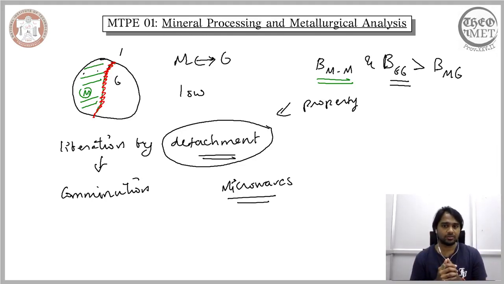So before adapting liberation by attachment, we need to understand the properties of the mineral and the gangue, particularly the bond strength between the mineral entities and the gangue entities. This gives an overview of the different processes that are involved in liberation.